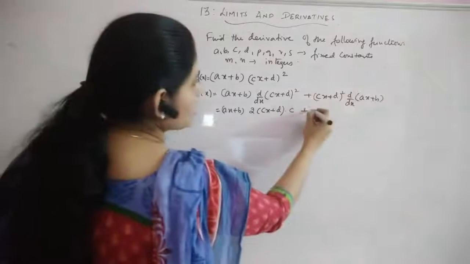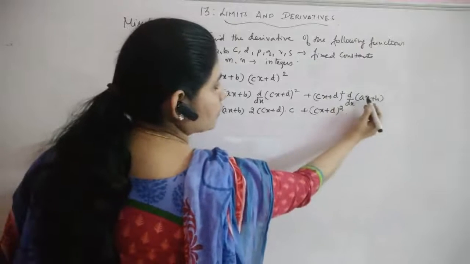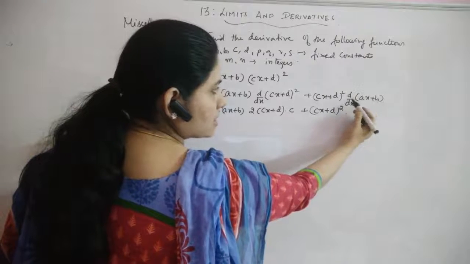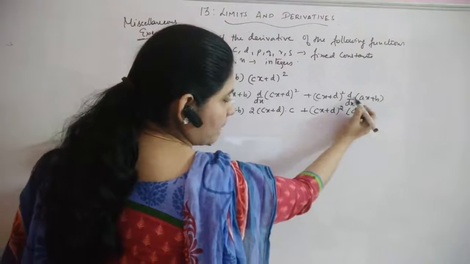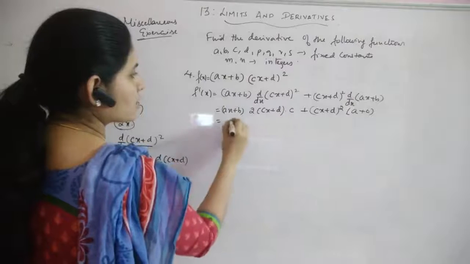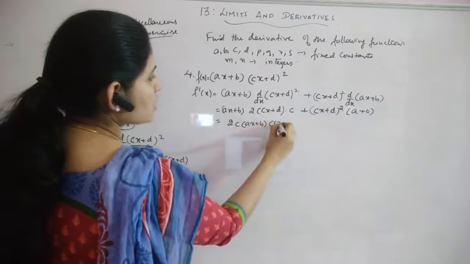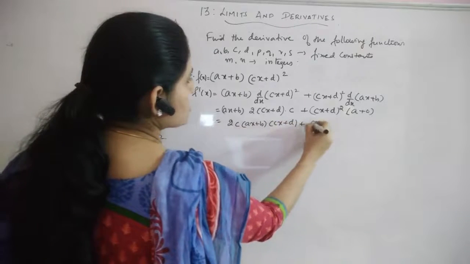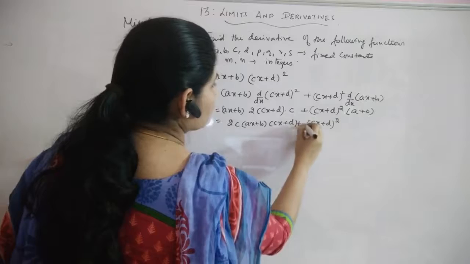Okay, plus cx plus d the whole square into the derivative of this. Again here a is a constant, derivative of x will give you 1. So you will get first term as a and the derivative of b will be 0. So what you are getting at last is 2c into ax plus b into cx plus d plus cx plus d the whole square into a here.